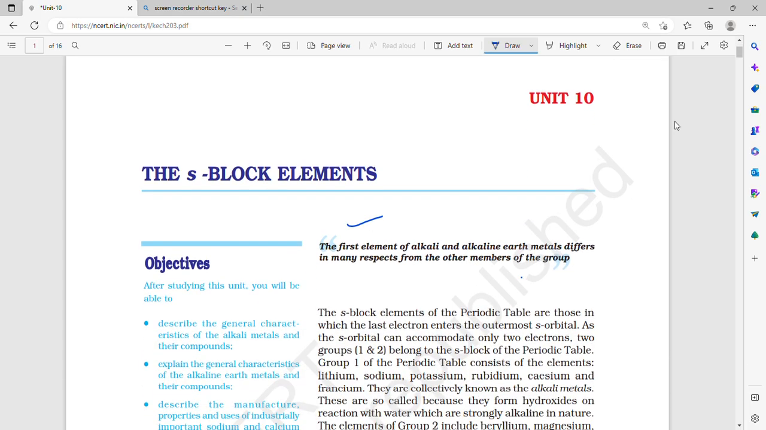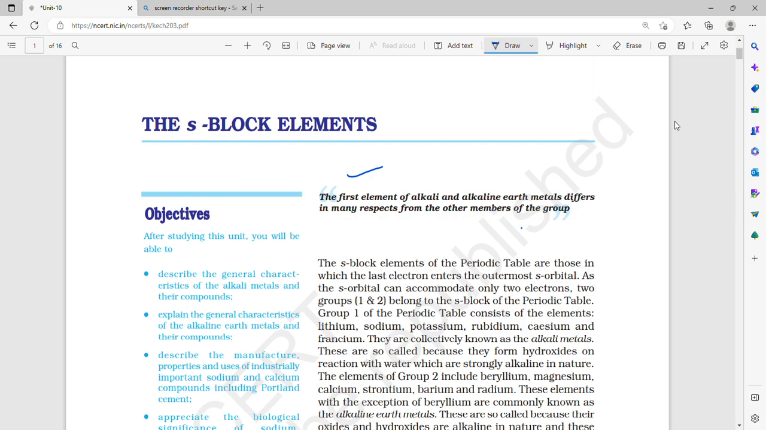So today we'll be doing the chapter S Block elements from class 11th NCERT line by line. So let's get started without further ado.